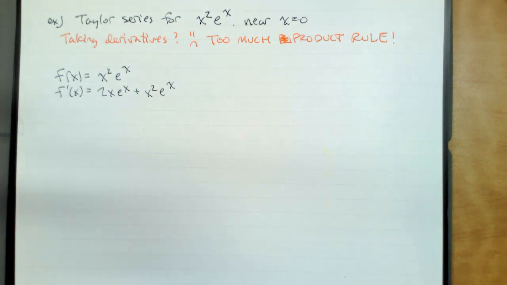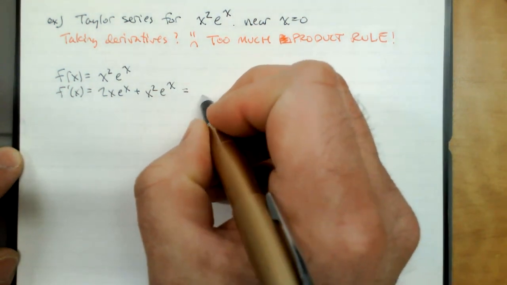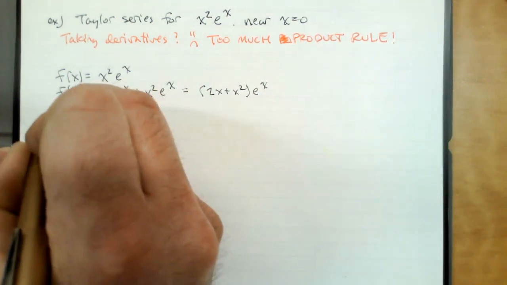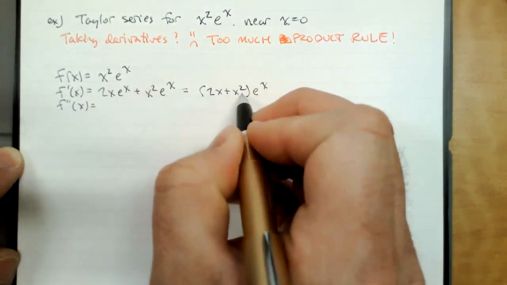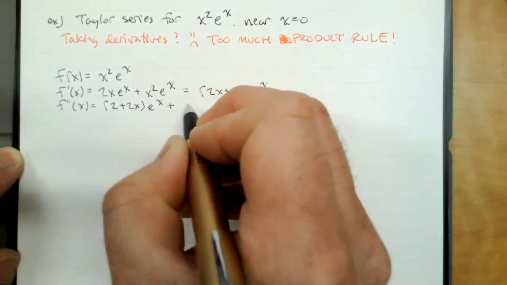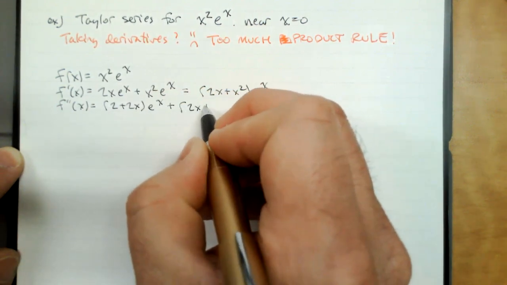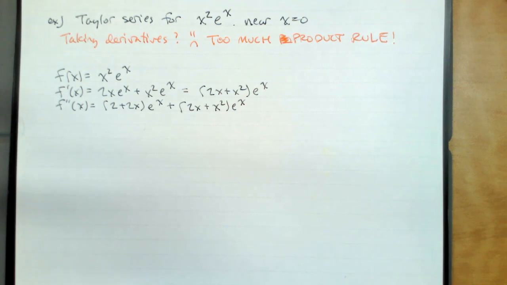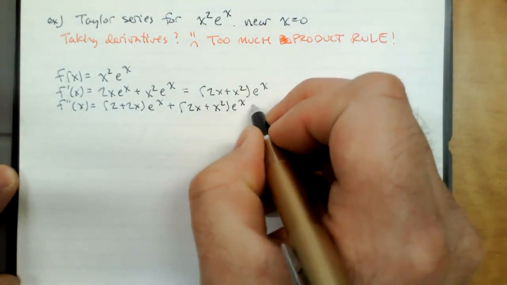No problem on the first one. We just have to use the product rule once. But now for the second derivative, we're going to use more product rule. A good strategy here would be to pull out the e to the x and make it just the product of two things. So that when you go to the second derivative, take the derivative of the first times the second, plus the first times the derivative of the second. And it's still a good strategy to factor out the e to the x.